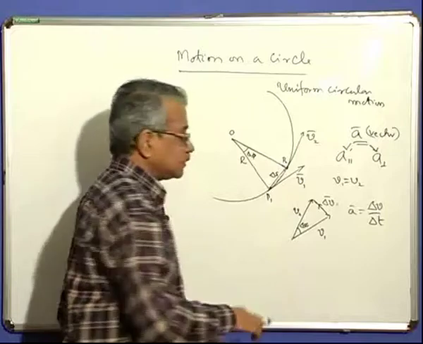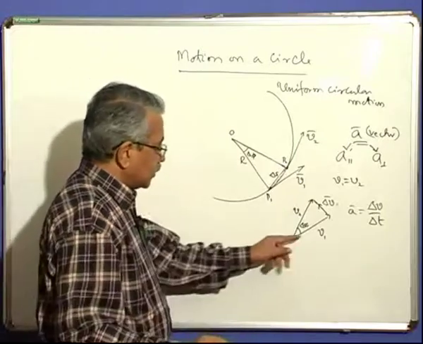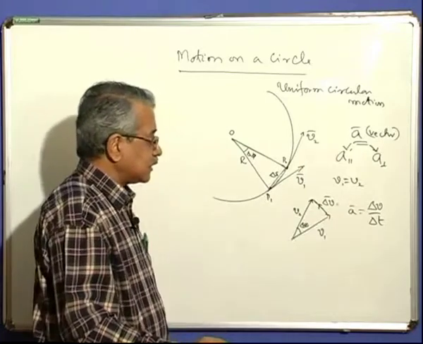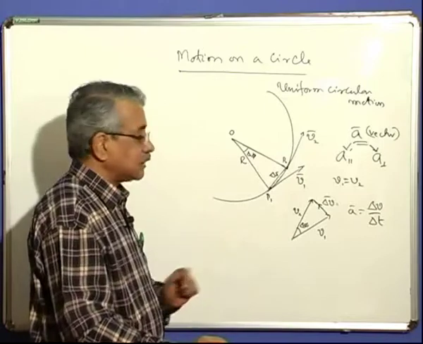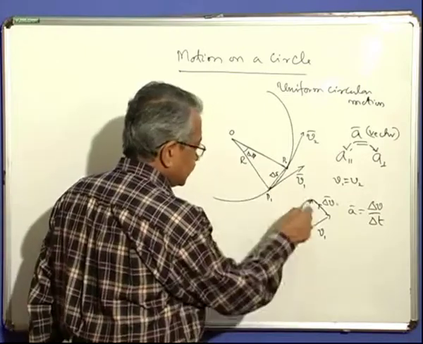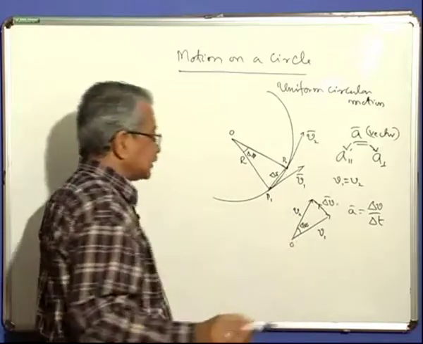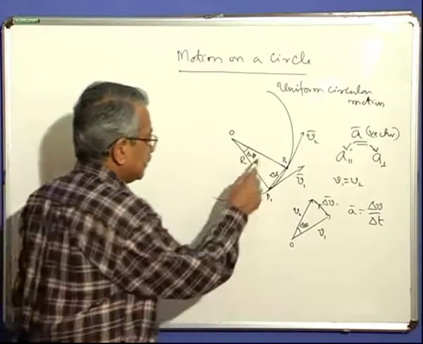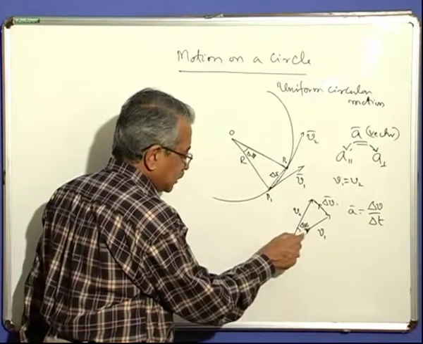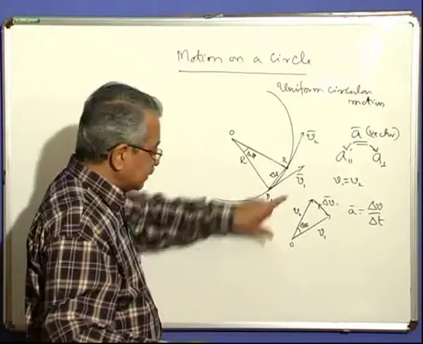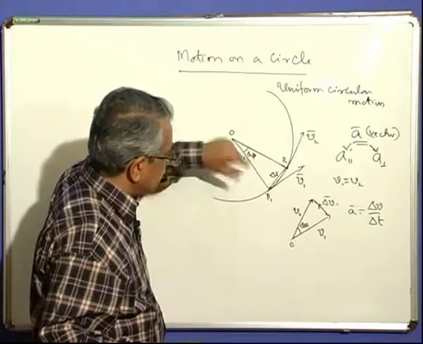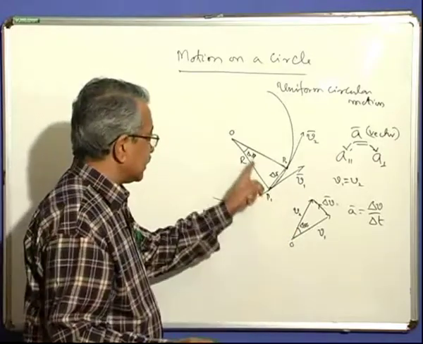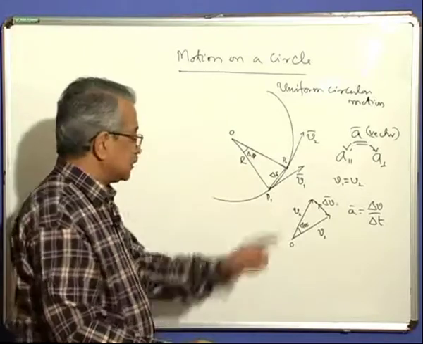Suppose the time taken to go from here to there is delta t. If you want to know the relation between the velocity and the acceleration responsible, let us find out the relation here. Take these two triangles: one is the velocity triangle and the other is the position triangle. These two radii are equal, like these two velocities also are equal in magnitude. So the lengths of these lines are equal, and there is the same angle between them. Two sides are equal and the angle between them is the same, which means these two triangles must be similar.